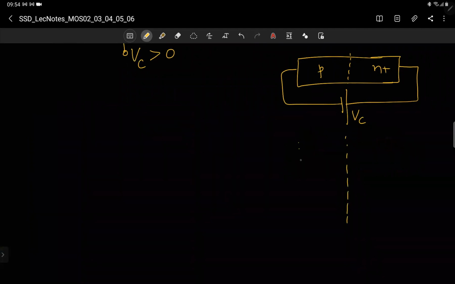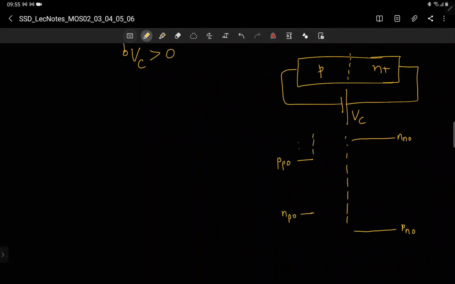You have Pp0 here, Np0 here. This one is N plus, right? Nn0 here, Pp0 here. So Nn0, Pn0, Pp0, sorry, Np0. Now in reverse bias, how will the carrier concentration look?